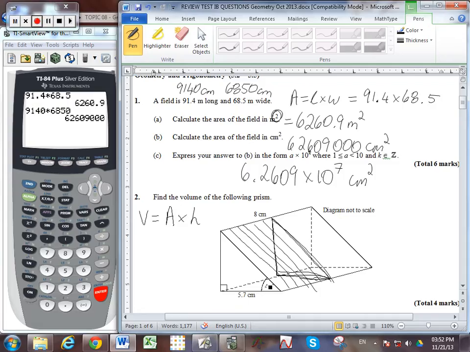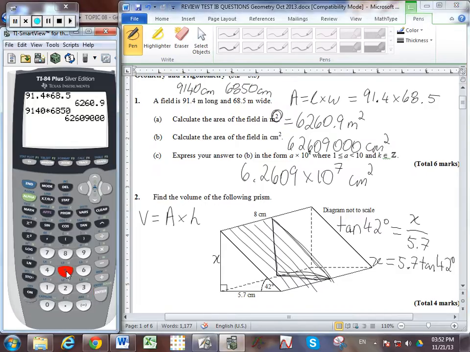And so let's work with our height first. I can see that the tangent of, I know what the angle is, the tangent of 42 degrees is equal to opposite, which is, let's call it the x, over adjacent, 5.7. And so x, the height of the triangular base, the cross-section, is going to be 5.7 times the tangent of 42 degrees. Let's work that out. 5.7 times the tangent of 42 degrees, and I got 13.06.